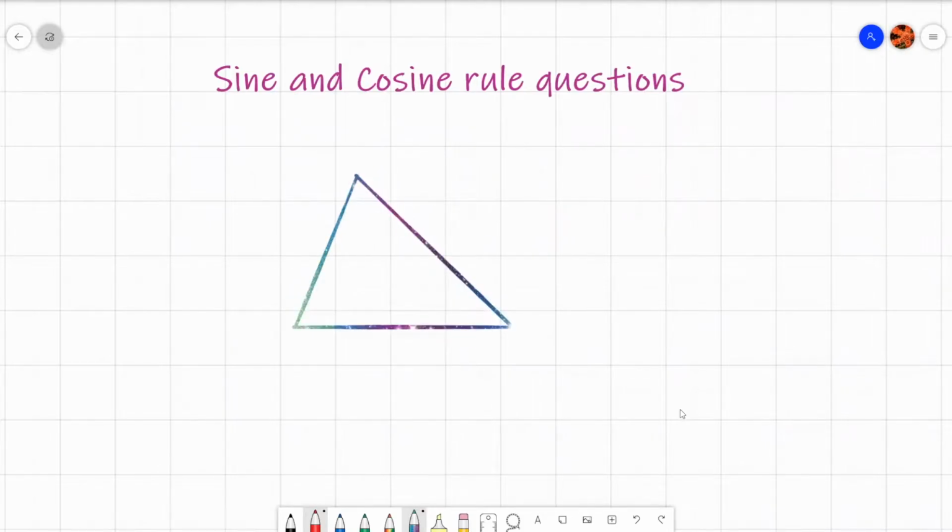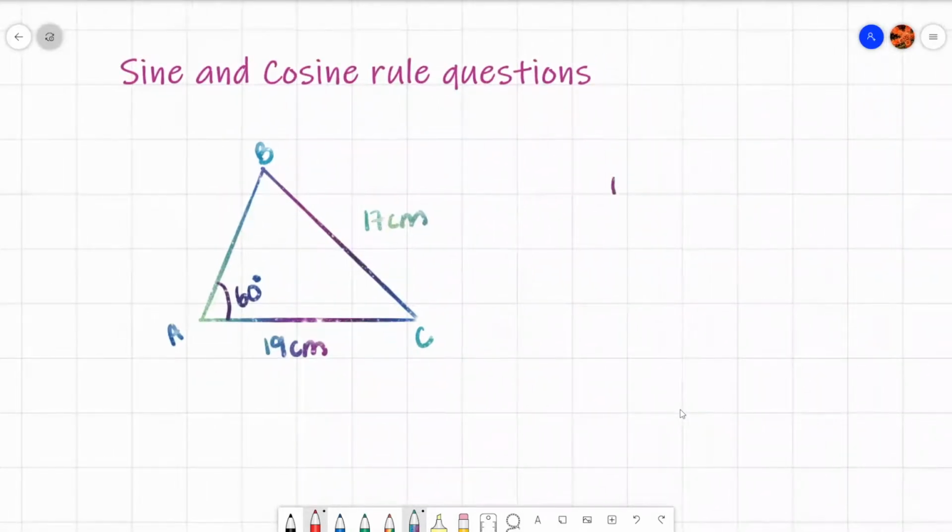Okay, so I'm going to say that there is 60 degrees. That's A, that's B, that's C, that there is 17 centimeters, and the bottom there is 19 centimeters. And the question says, work out the size of angle ABC.